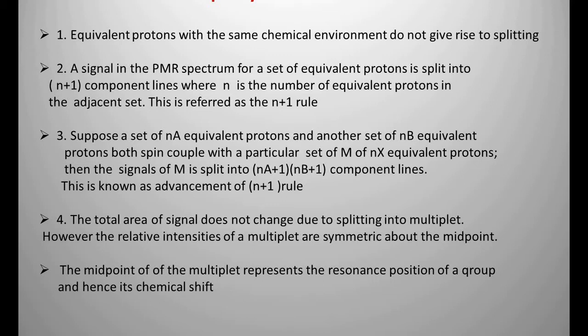So chemical shift is measured from the TMS signal to the midpoint of the multiplet, because it is assumed that the midpoint of the multiplet represents the resonance position of a group and hence its chemical shift from the TMS. So these are the general rules for multiplicity.